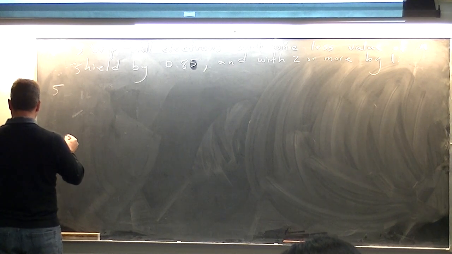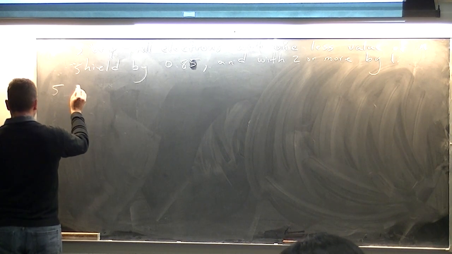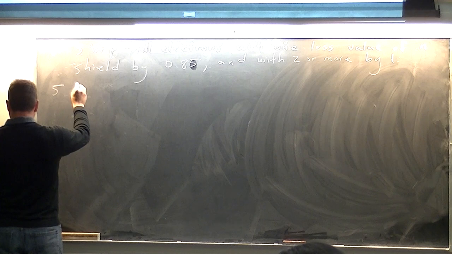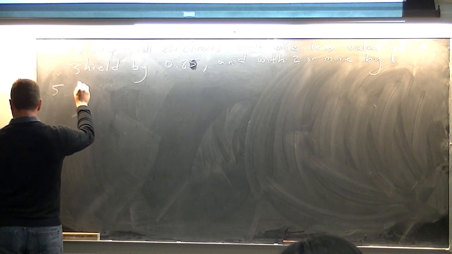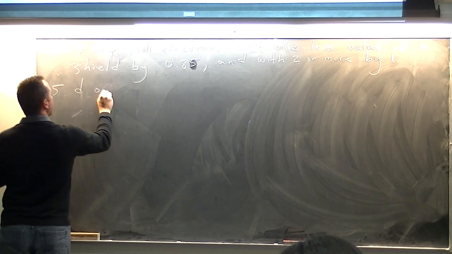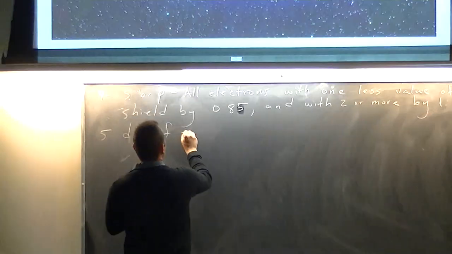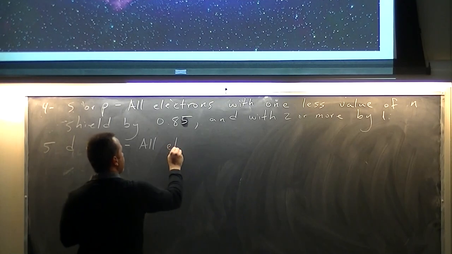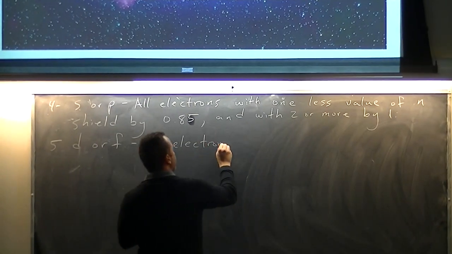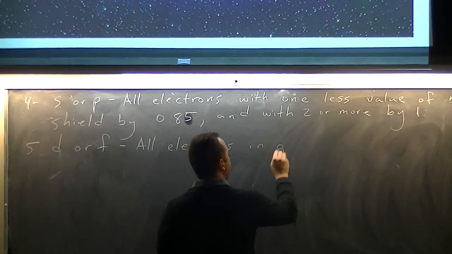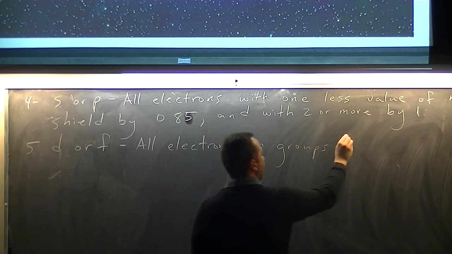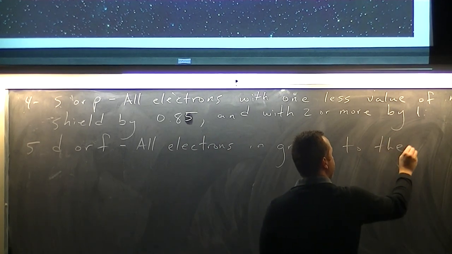The 5th: if the electron of interest is in an f or a d orbital, all electrons in groups to the left.